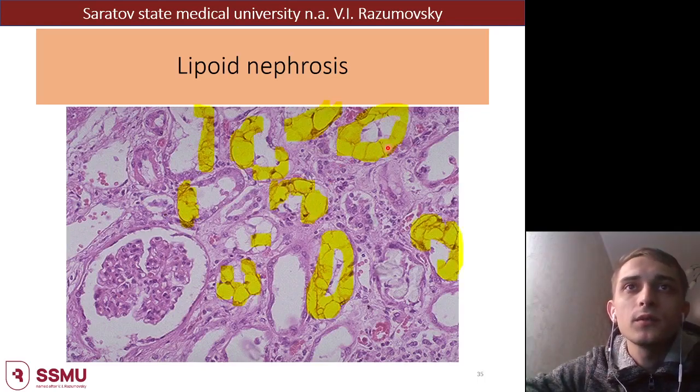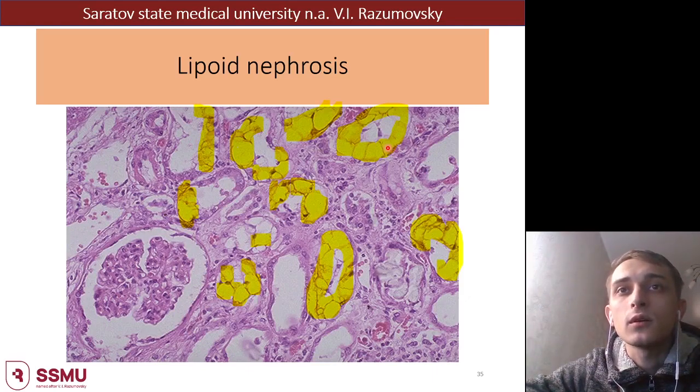I marked it for you, and the typical question on exam is why these epithelium cells look like empty. They look empty because we use usual histological staining with hematoxylin-eosin, and as a result of contact between fats and alcohol, we may see disappearing of these fat masses.